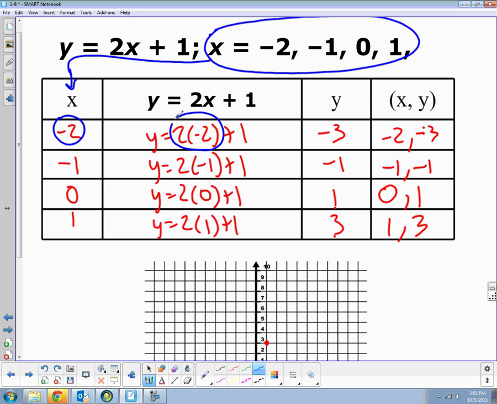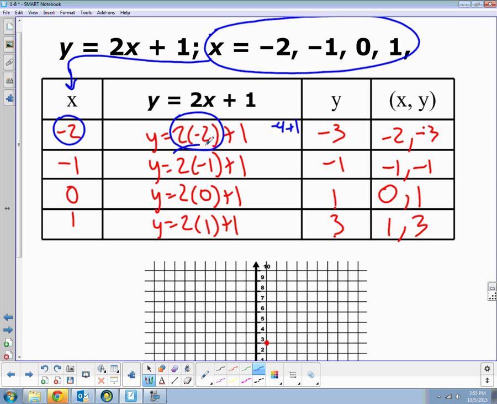2 times -2 is going to give us -4. And -4 plus 1, if I'm in debt $4, if it's 4 below, or -4, it's 4 below Fahrenheit, and it goes plus 1 degree, it's going to be 3 below Fahrenheit. So that's where I got that -3.